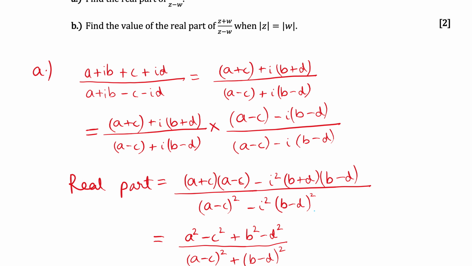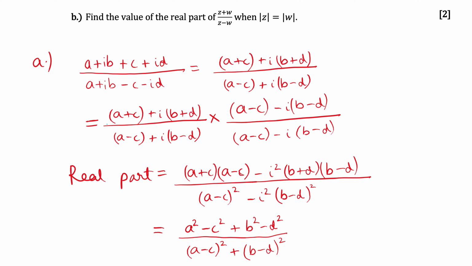Now to get the real part, we need to multiply (a + c) with (a - c), and i(b + d) with negative i(b - d), because only these are the two ways in which we can get the real part. If we multiply, suppose, (a - c) with i(b + d), we will get an imaginary part. And similarly, if we multiply (a + c) with negative i(b - d), we will again get an imaginary part. That's what we don't want. That's why we're multiplying only these two to get the real part.